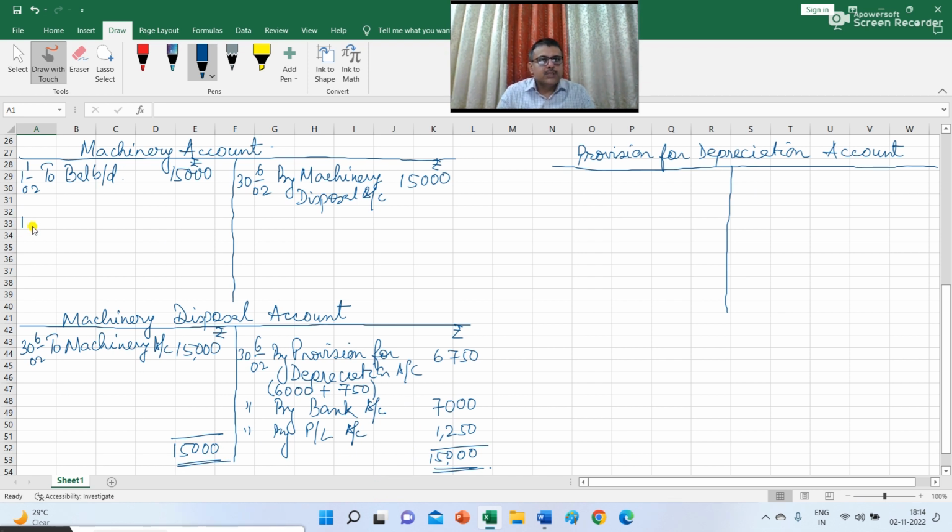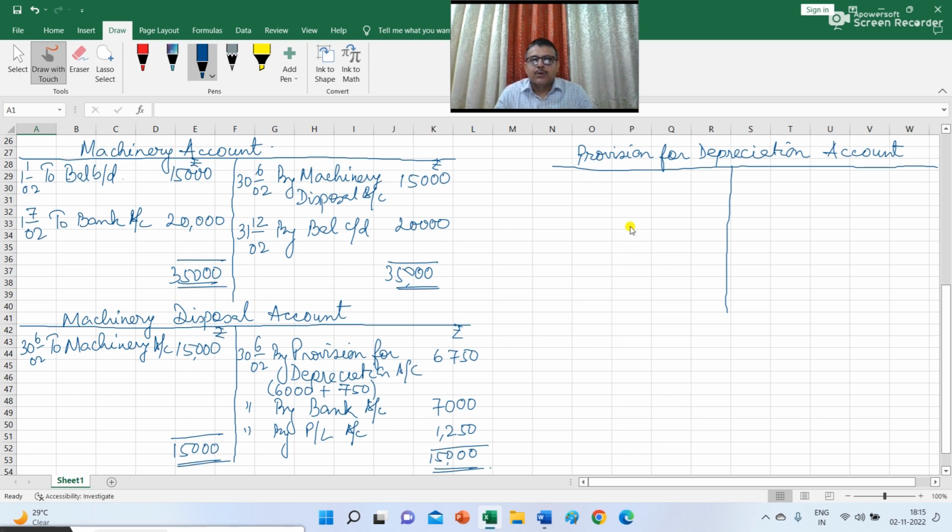Now on 1st July 2002, a machine was purchased for rupees 20,000. So in the machinery account I can write here as to bank 20,000, and since the account was closed on 31st December 2002, I have to write here as by balance c/d 20,000. This is the balancing figure of the machinery at cost, 20,000. So 35,000 is the sum of the debit and the credit side.